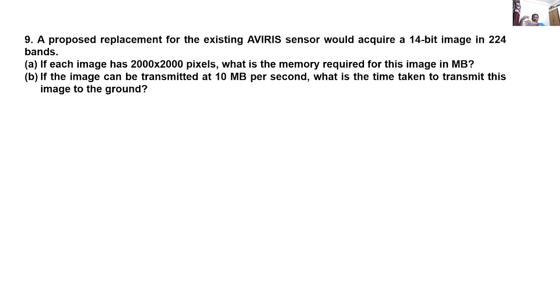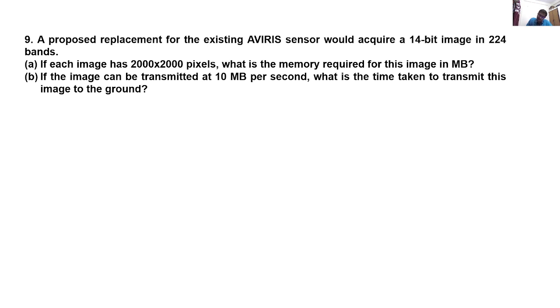Let's take one final question from this series of memory requirement based questions. A proposed replacement of the existing AVIRIS sensor would require a 14-bit image in 224 bands. So AVIRIS works on 8-bit, but this proposed sensor, let us suppose a hypothetical one, would acquire a 14-bit image in 224 bands. A, if the image is 2000 by 2000 pixels, what is the memory required for this image in megabytes? And B, if the image can be transmitted at 10 Mbps, what is the time required to transmit this image to the ground?